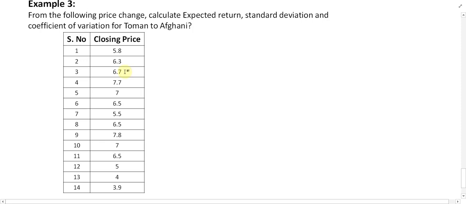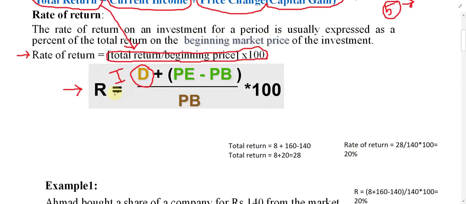If the price moves in the right direction, there is a return. If the price moves in the left direction, in that case there is a risk, or a chance of loss, right? If you remember in the previous videos, in this section, we discussed rate of return. That rate of return can be calculated with this formula: R is equal to D plus price at the end minus price at the beginning divided by price at the beginning multiplied by 100, right?